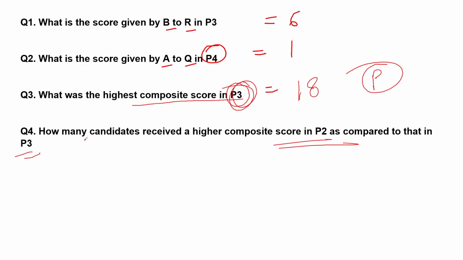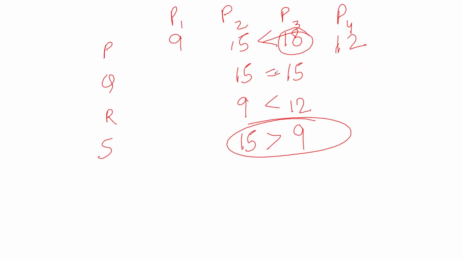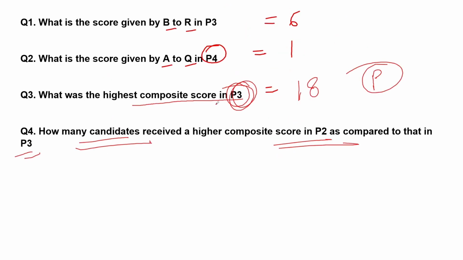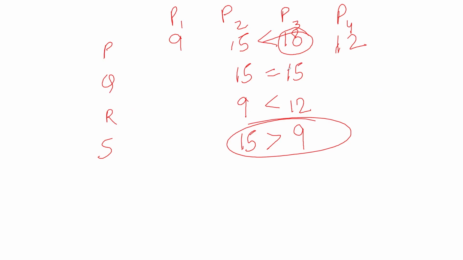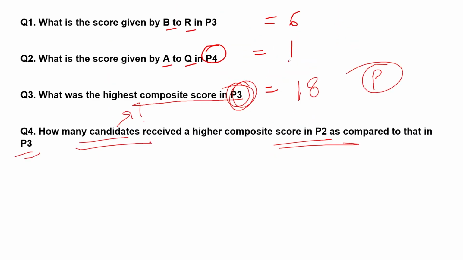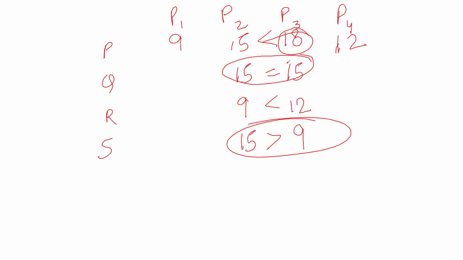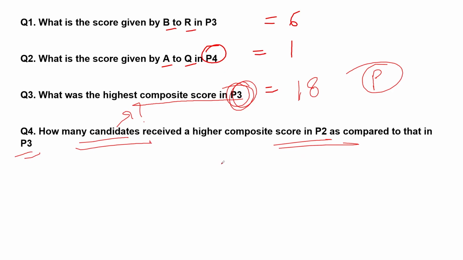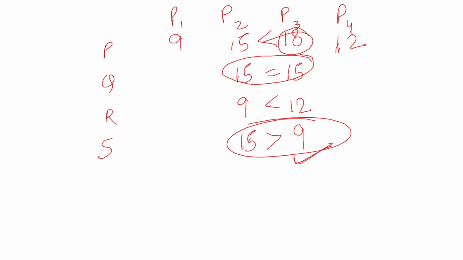So only one candidate. How many candidates? What are you asked? You are asked candidates. You are not asked score. You are not asked which candidate. You are asked how many candidates. So over here you can see I will not take the case of equal to because it's not given less than, higher than or equal to. It is given only higher. So I'll consider only the case of S. So only one candidate got a higher score in P2 as compared to P3.